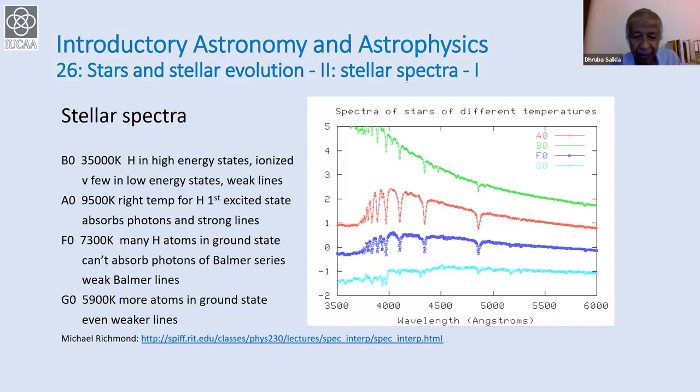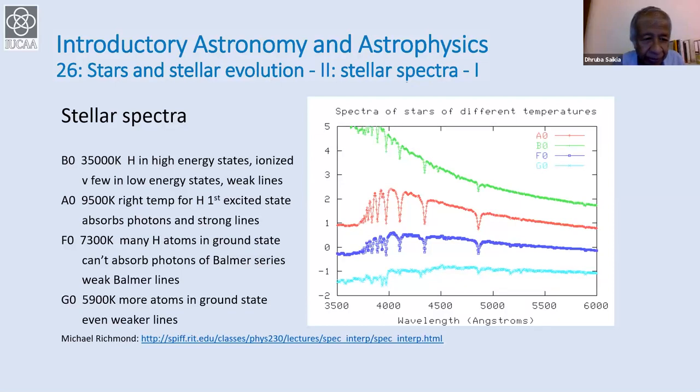Okay. So when you come to G0 over here, which is given by the light blue line, you find that the Balmer lines are very weak. They're seen, but very weak, right? So you can see that it was weaker. It was weak for the B-type stars because the energies were large. A lot of it was ionized. Very few in the low energy states. They would all be in higher excited states or ionized.